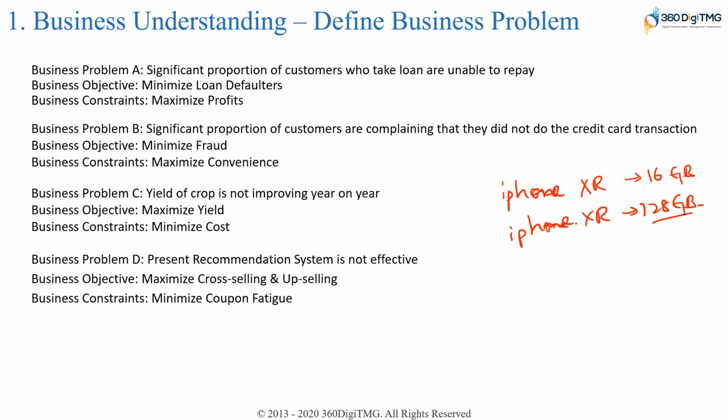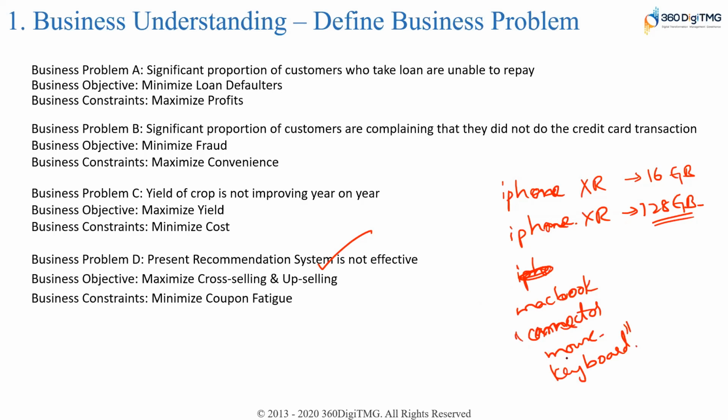Recommending the same product of higher configuration is called upselling. So you want to maximize that. What do you mean by cross selling? Okay, people who purchase, say, a MacBook also purchase a connector. They also purchase an external mouse and external keyboard. Wow. So what are you trying to recommend? Those products which go well with the MacBook. So you're trying to cross sell. That's called cross selling. Okay. So you do upselling and cross selling. You want to maximize that. As of now, it's not effective.